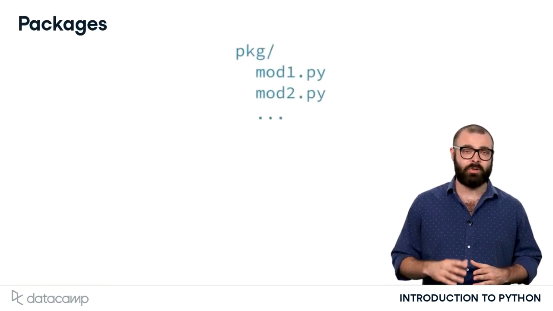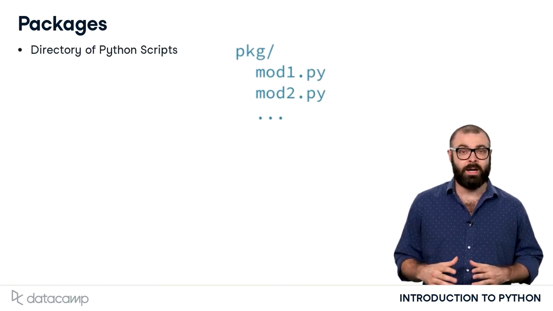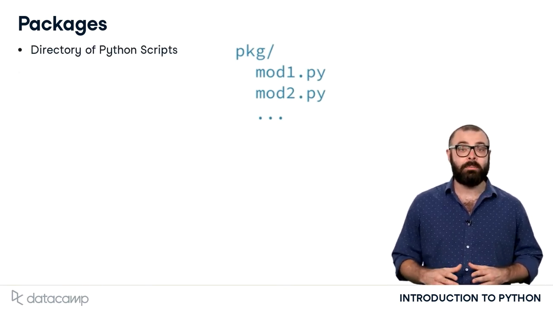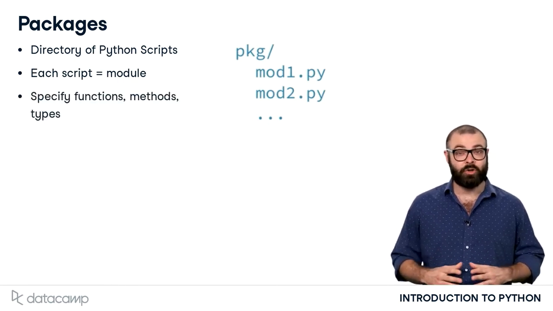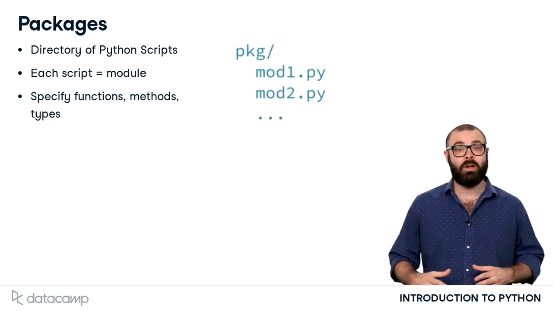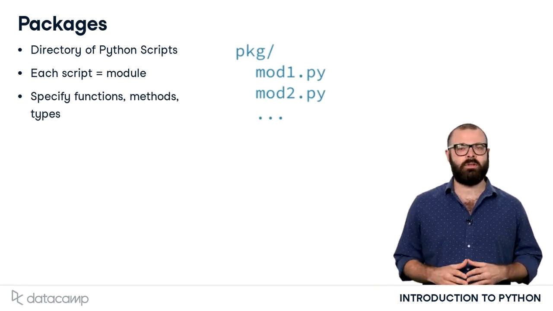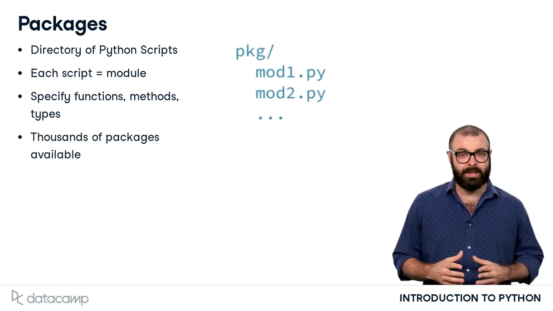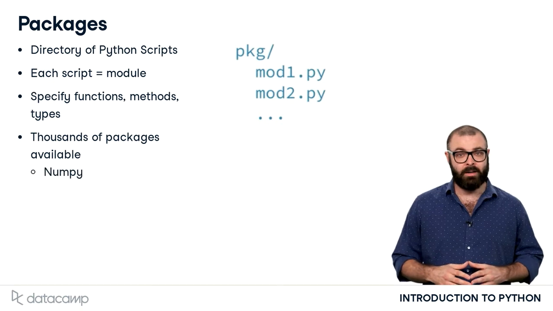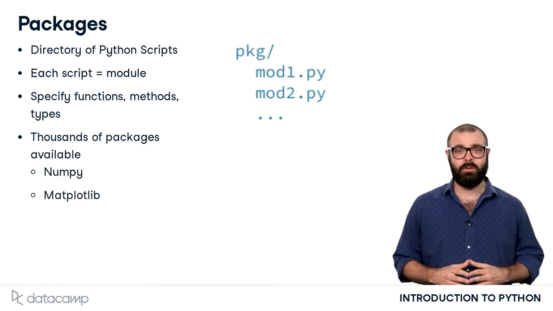This is where packages come into play. You can think of packages as a directory of Python scripts. Each script is a so-called module. These modules specify functions, methods, and new Python types aimed at solving particular problems. There are thousands of Python packages available from the internet. Among them are packages for data science. There's NumPy to efficiently work with arrays, Matplotlib for data visualization, and scikit-learn for machine learning.